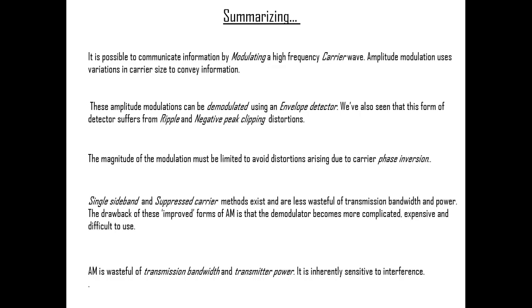Let's do a quick recap of the important points to take home from this tutorial. You should keep in mind that it is possible to communicate information by modulating a carrier wave. Amplitude modulation uses variations in the carrier size to convey information. These amplitude modulations can be demodulated using an envelope detector. We've also seen that this form of detector suffers from ripple and negative peak clipping distortions. The fact that the magnitude of the modulation must be limited to avoid distortions arising due to the carrier phase inversion. That single sideband and suppressed carrier methods exist and are less wasteful of transmission bandwidth and power.